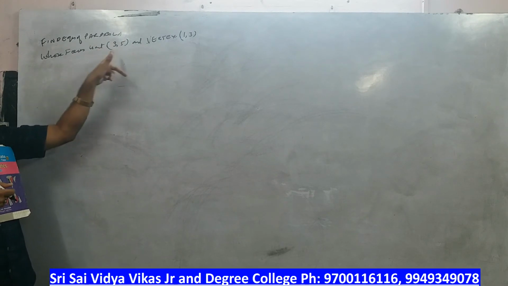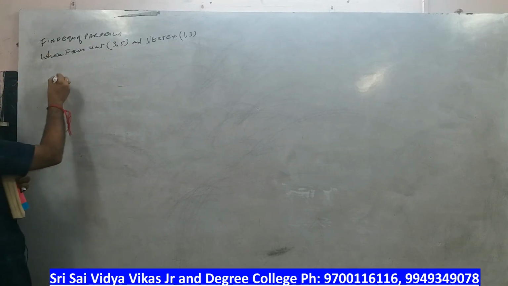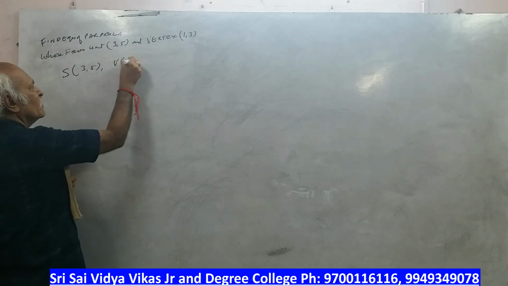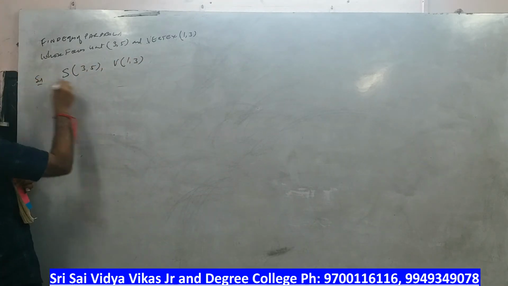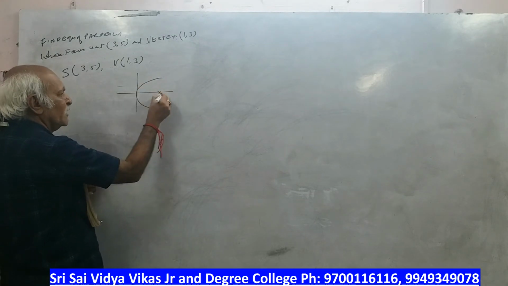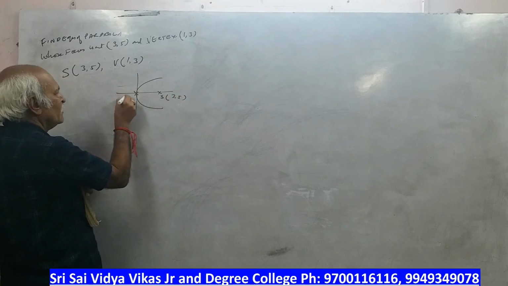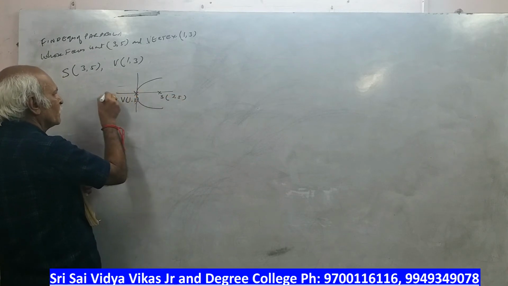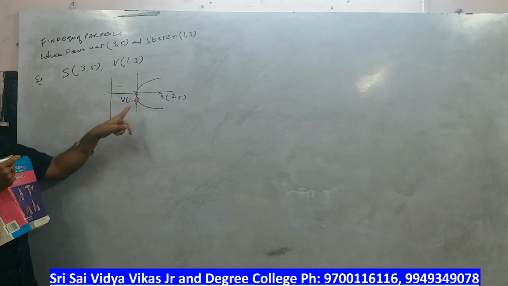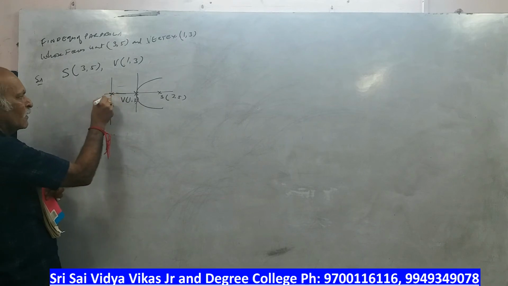be equal. But here neither the x coordinate nor the y coordinate is equal. Now look here. Focus is (3, 5). Vertex is (1, 3). Now I am just drawing a rough diagram. Here S is given as (3, 5) and V as (1, 3). Right? Now we have to find the equation of the parabola. The method is this.